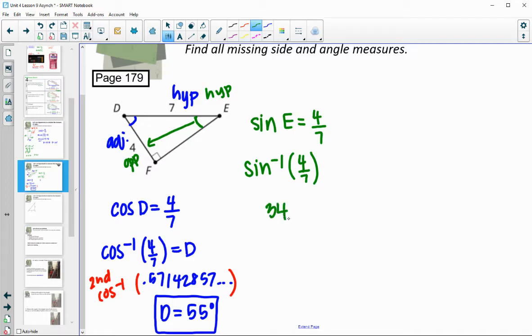get 34.8. So E to the nearest degree is 35 degrees. Okay, so that was equal to angle E, and then we just approximated to the nearest degree. So depending on which function you set up first, you could have solved for the angle, and then you definitely could have subtracted from 180 to find the other one.